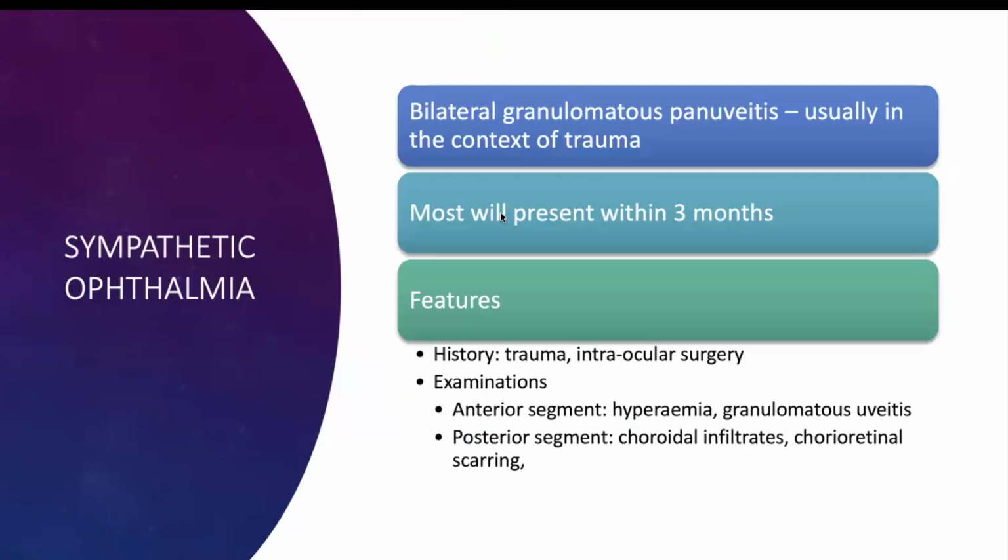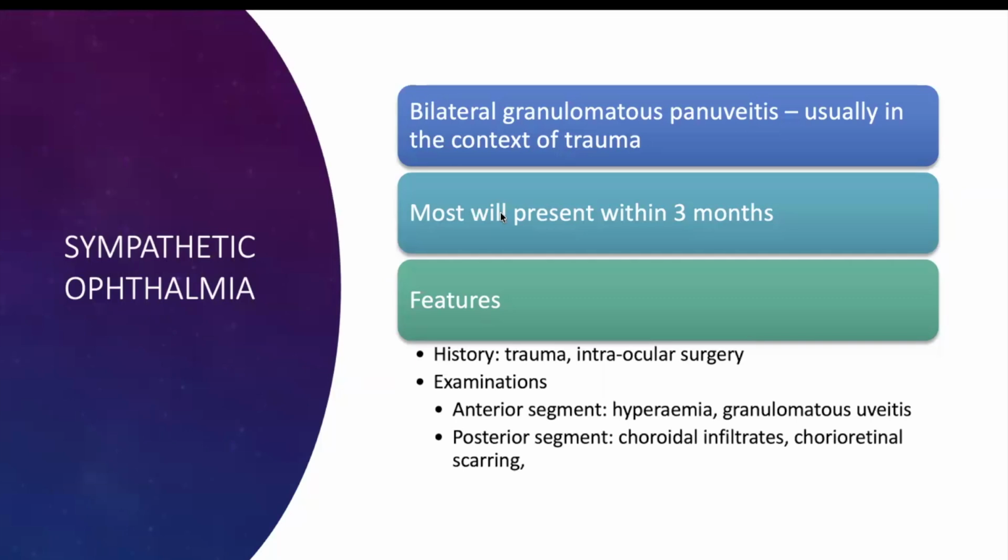So finally, like I said, I wanted to make a comment on sympathetic ophthalmia. This is also a bilateral granulomatous panuveitis, but this is usually in the context of trauma. So it can look very similar to VKH, but these are patients who may elicit from them a history of a penetrating trauma or maybe even some intraocular surgery. And it tends to present within the first 3 months, but it can present at any point in life after penetrating trauma.